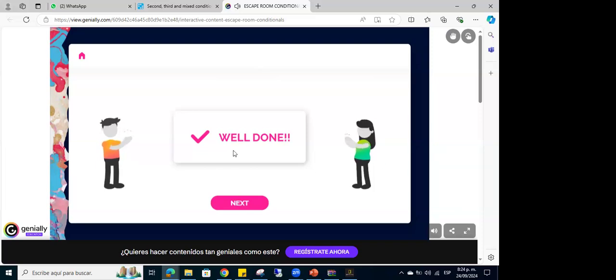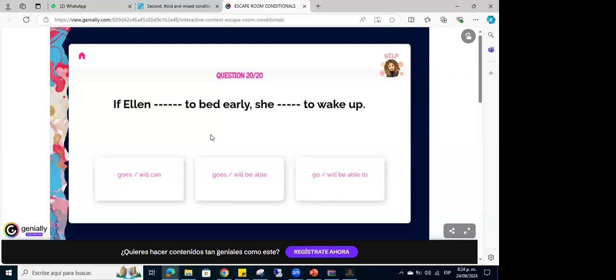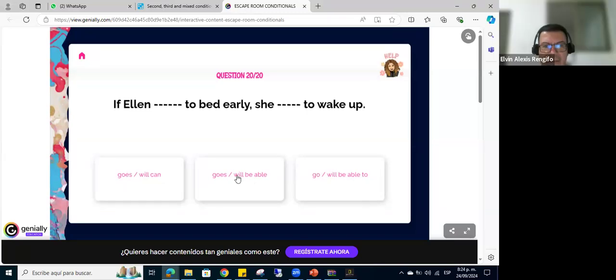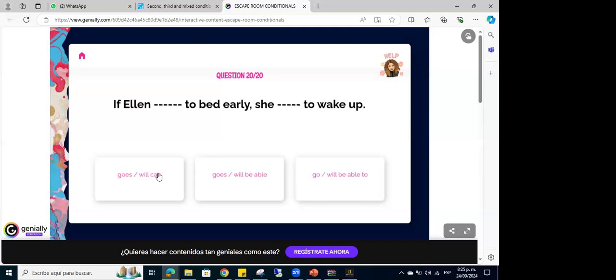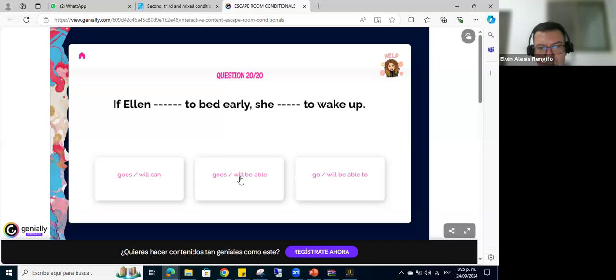Okay. And the last one. If Ellen goes to bed early, she will be able to wake up. That is correct. Okay, excellent. And analyze here, they put will can. But that is never possible. As a matter of fact, will can is will be able to. That's the correct way. So if Ellen goes to bed early, she will be able to. The future of can is will be able to.